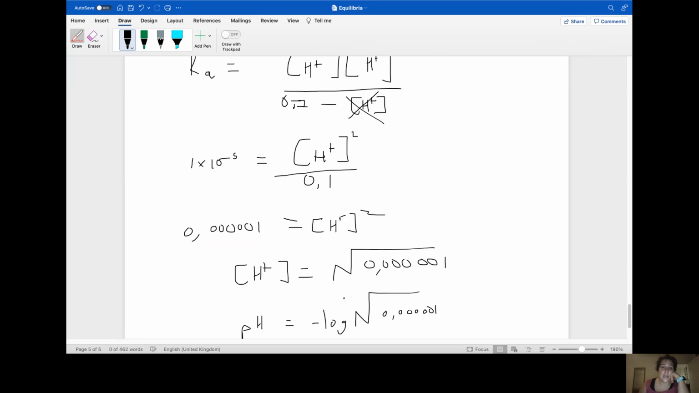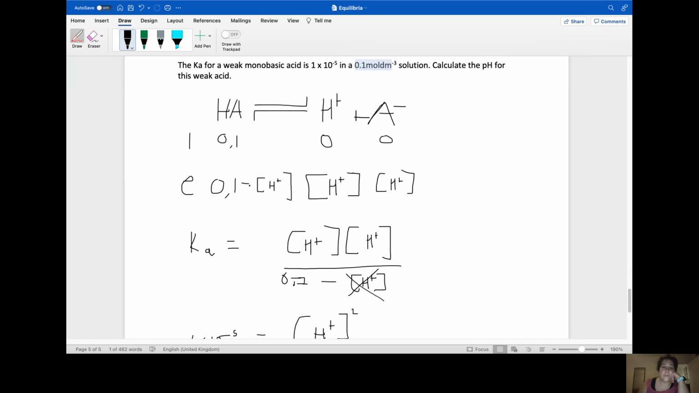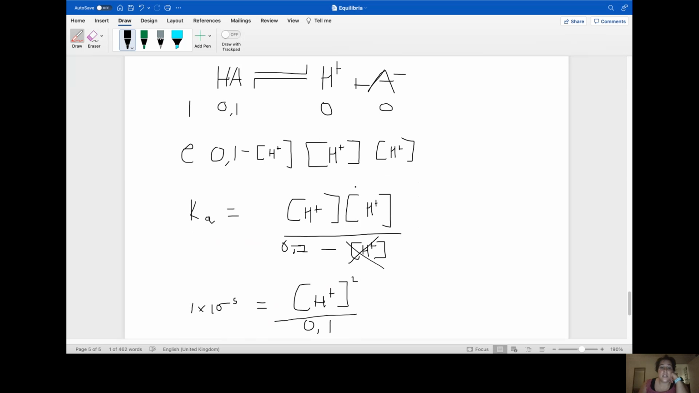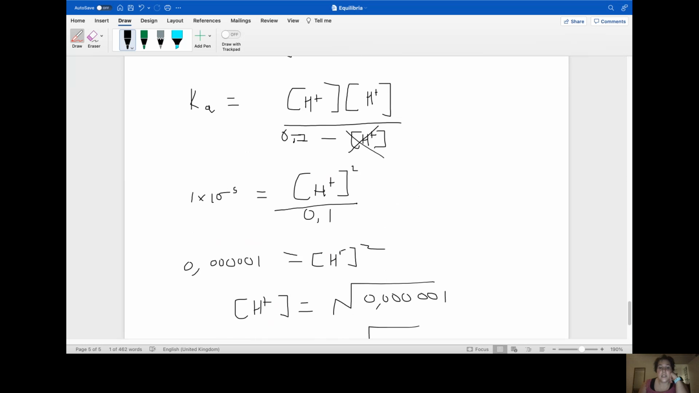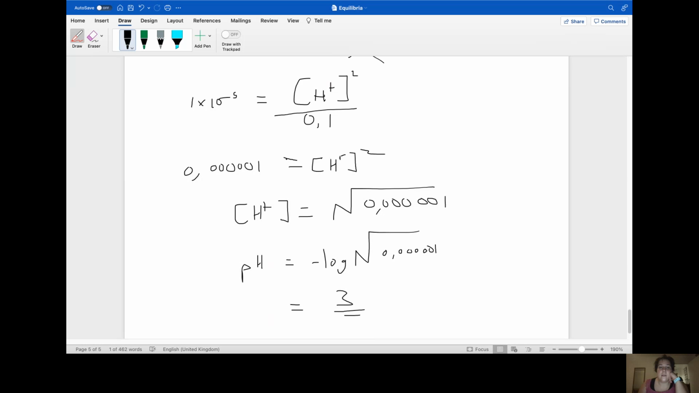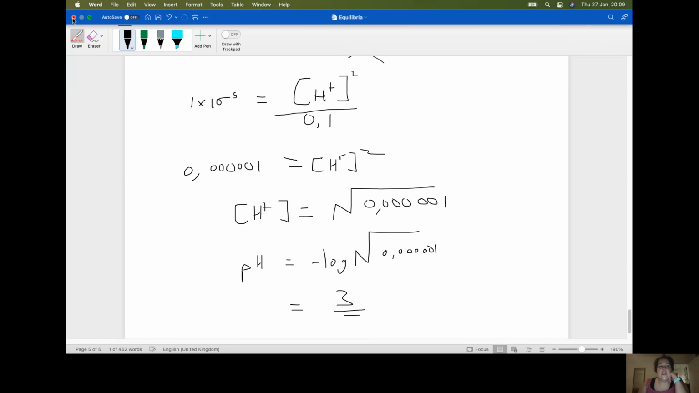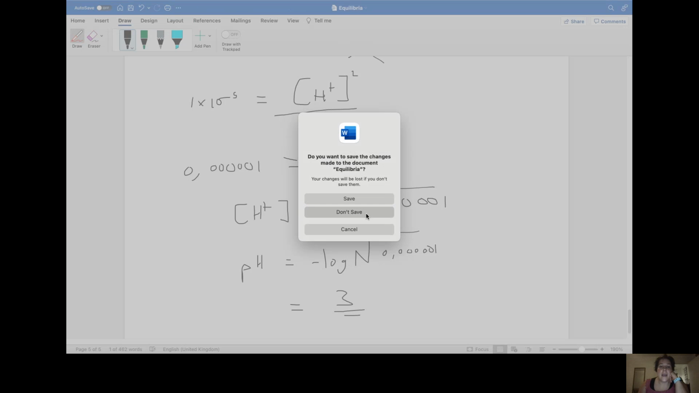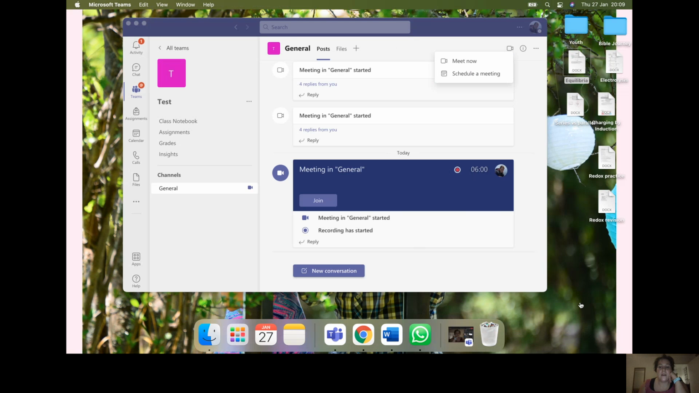Okay, so I just wanted to show you again how you work this out. Monobasic, you've got HA just giving you one H+, just giving you the A-. Figure out your equilibrium concentrations, plug those into your expression, and then maths. Hopefully that is going to help you a little bit, and then you can crack on with the other questions that I'm going to set for you.